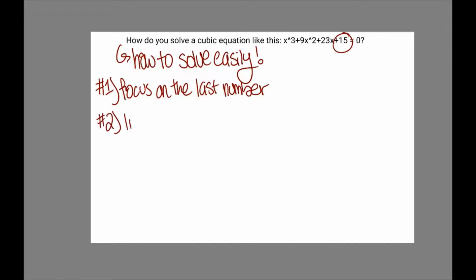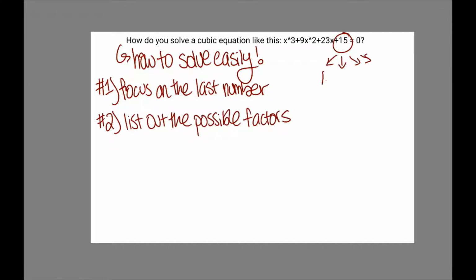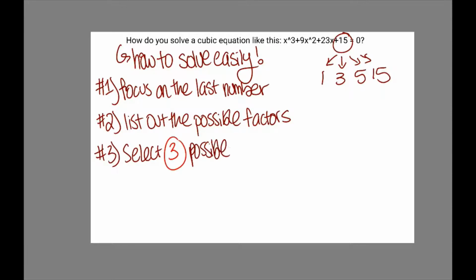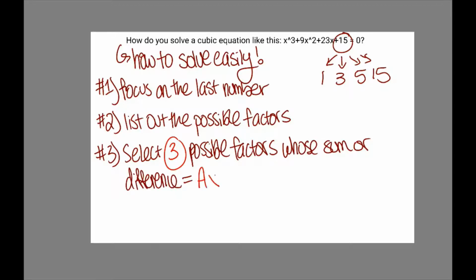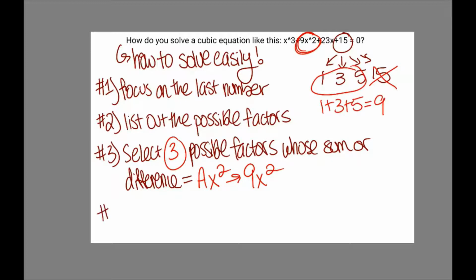First, we will focus on the last number, 15, and list out the possible factors of the number. We know that 1, 3, 5, and 15 all make up 15. Since all of the parts in the equation are positive, we need to select 3 factors out of these whose sum/difference is equal to 9. Since 15 is too big, we can get rid of it. That leaves us with 1, 3, and 5, which all add up to 9.